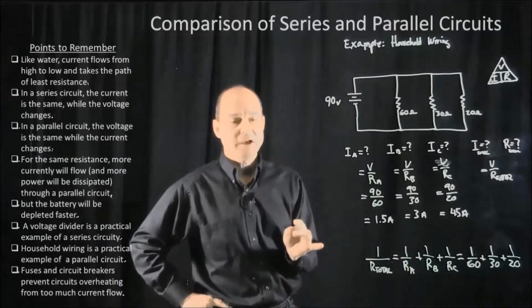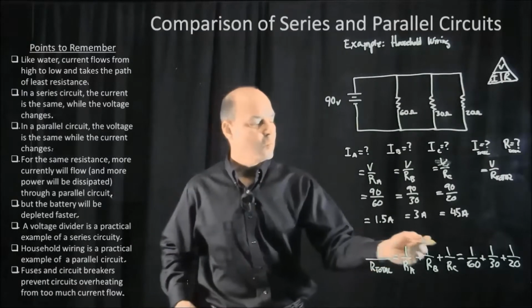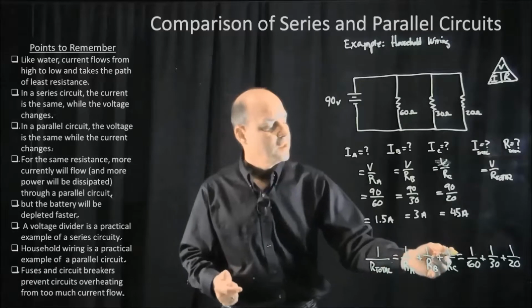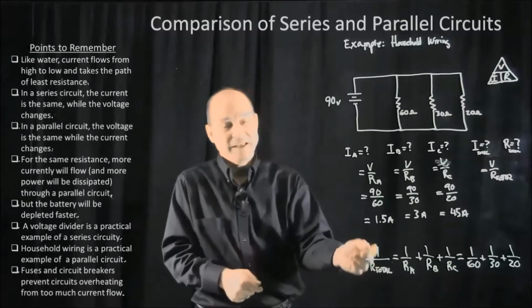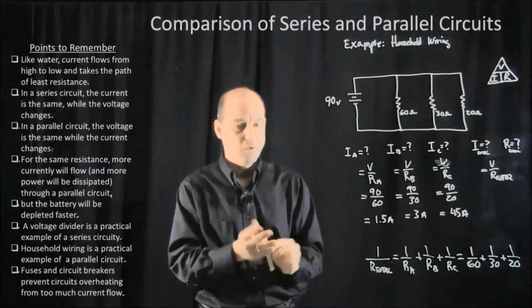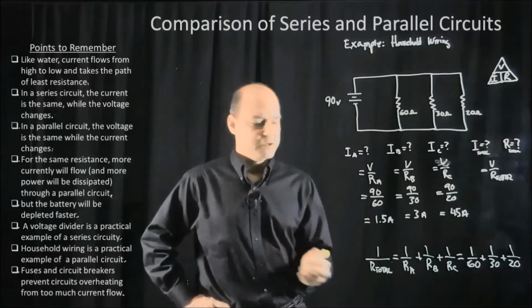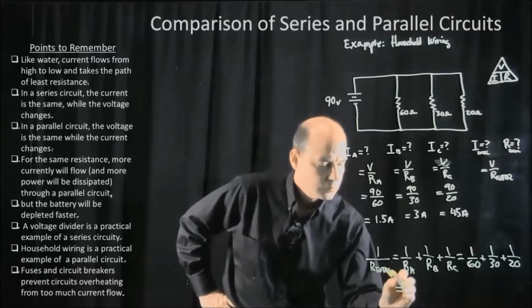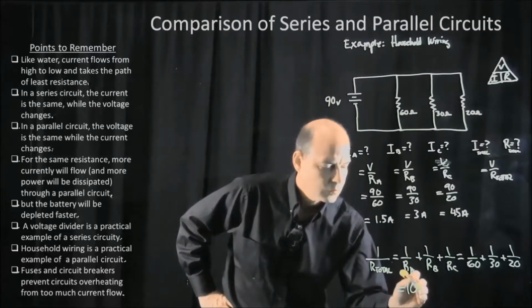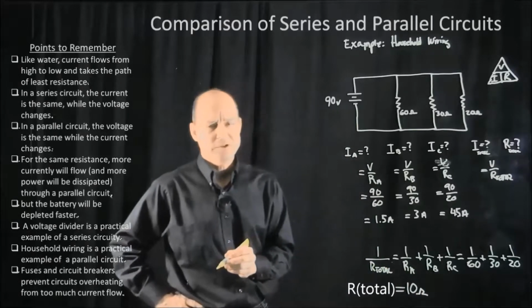Okay, stop the video. I want to make sure that you can do these types of problems. Remember that once you add these up, you're going to need to invert your answer. Okay, so let's see what kind of a number you get. What answer did you get? 10 ohms is the total resistance in the circuit.